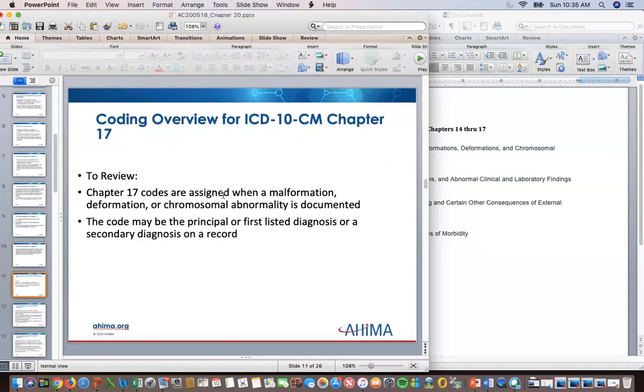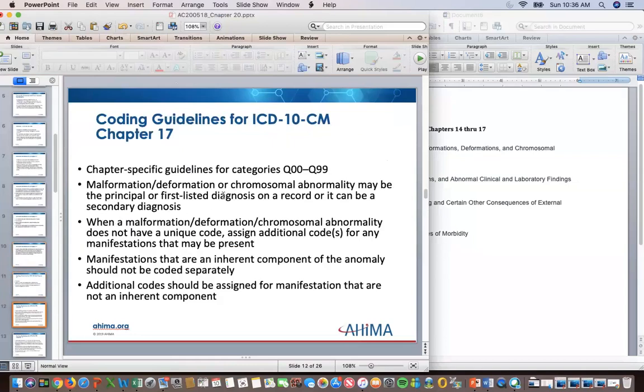So to review, Chapter 17 codes are assigned when a malformation, deformation, or chromosomal abnormality is documented. The code may be the principal or the first listed diagnosis, or it can be a secondary diagnosis. So as you get into the chapter specific guidelines, let's back up to Chapter 17 and go to the very front of your coding manual, where you will see that they do a review here. As you read through the first few paragraphs of the chapter specific guidelines, the malformation, deformation, and chromosomal abnormalities, again, may be the principal or first listed diagnosis, or can be secondary.